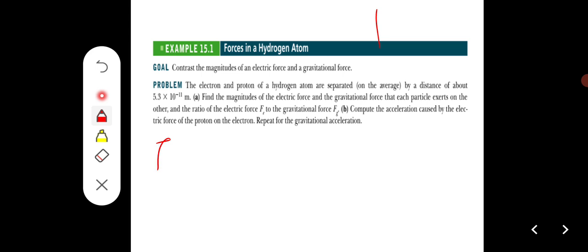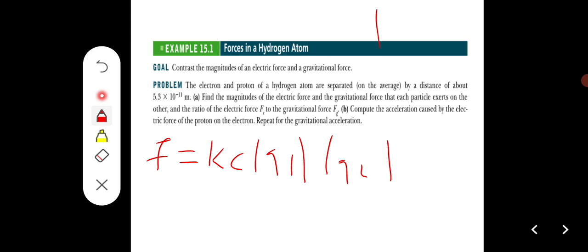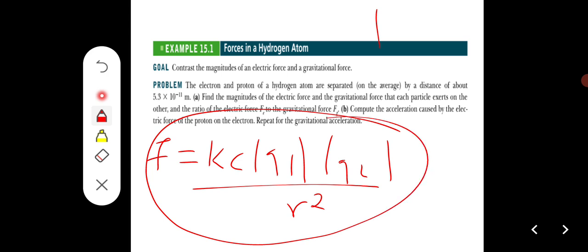you can use this formula. Force is equal to Coulomb's constant times the magnitude of charge 1 times the magnitude of charge 2, divided by the distance squared. So this formula will apply. The reason I'm putting the modulus is that the sign won't affect it. So if it's negative, you change it to positive.